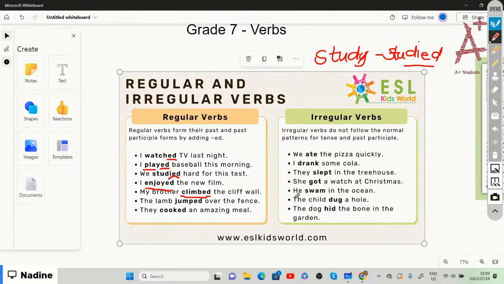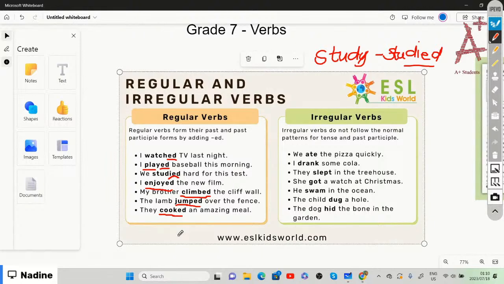The lamp jumped over the fence. So jump being now, but jumped, where we add an ed, which shows or indicates that it is within the past tense. And then, they cooked an amazing meal, right? So cook being now, but cooked, where we add an ed, then it shows the past tense, right?